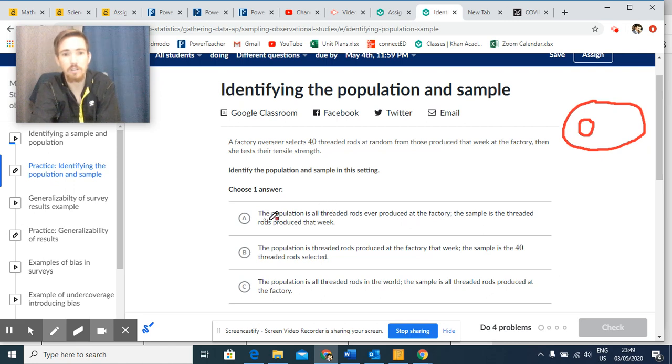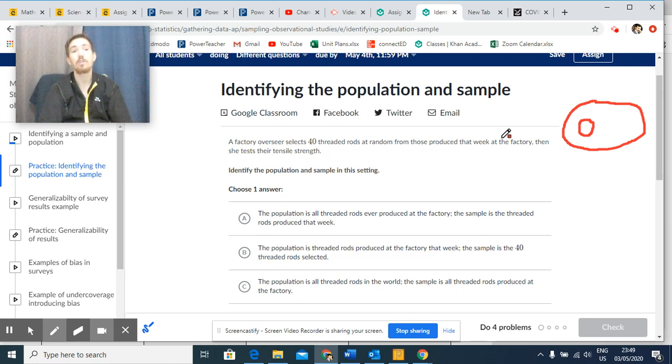It says here to choose the answer. The population is all threaded rods ever produced at the factory, and the sample is the threaded rods produced that week. Nah. The population is the threaded rods produced at the factory that week, and the sample is the 40 threaded rods selected. This is correct. She's taking 40 from those produced that week at the factory. It didn't say 40 random threaded rods that the factory had ever produced. No, it's saying just from that week. So the population is the rods from the week, the sample is the 40.